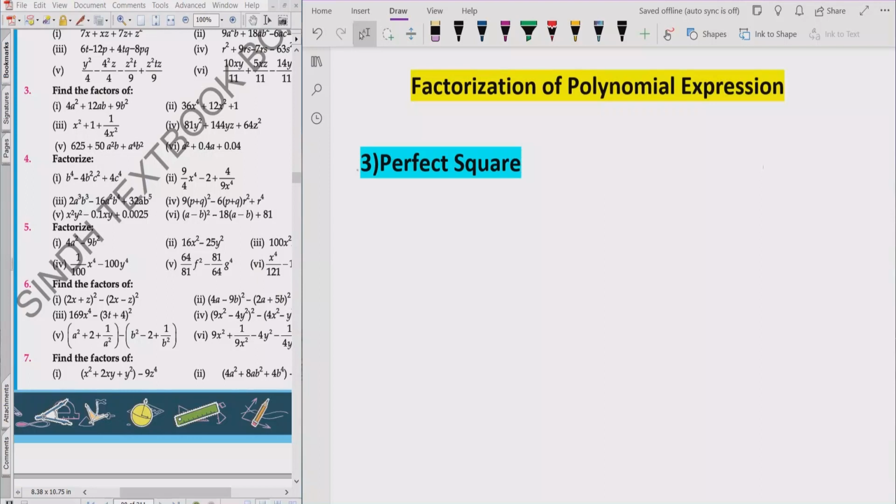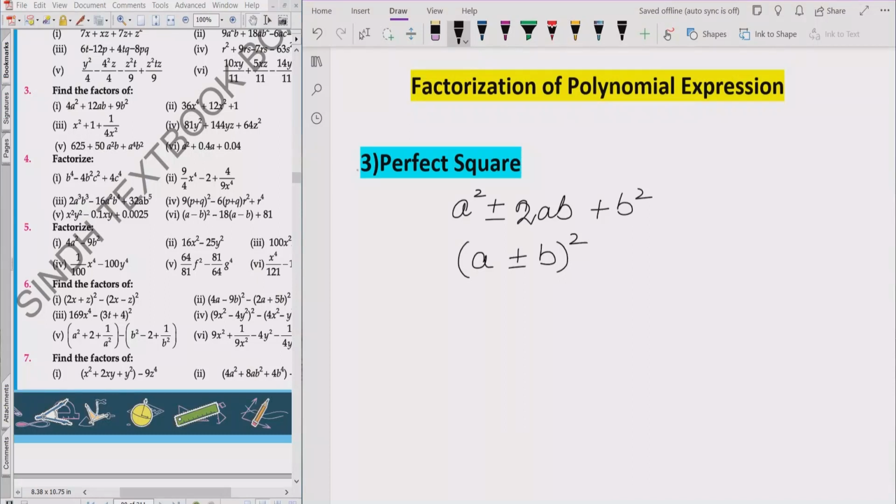So now we will start the factorization of polynomial expression, which is the perfect square. This type is like if you have a square plus or minus 2ab and plus b square. How can you solve it? You can make it a perfect square like (a plus or minus b) whole square. This is a polynomial expression formula. You have already covered this topic in previous classes.